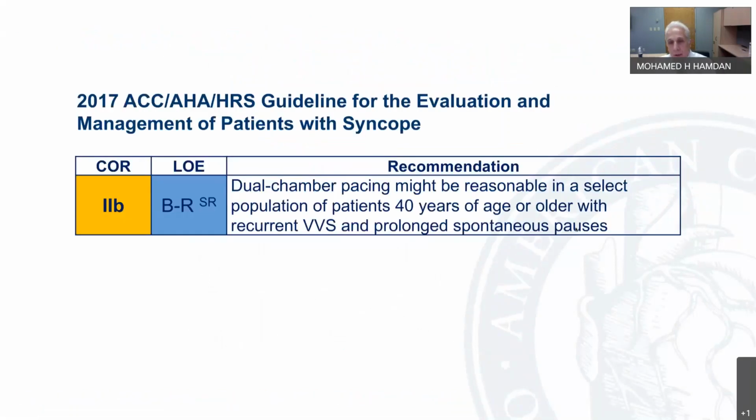So based on the ISSUE 3 trial, the syncope guidelines, again published in 2017, listed a class 2B indication to have a dual chamber pacemaker in patients with vasovagal syncope. But you have to remember, this is a selected group of patients who are above the age of 40 with demonstration of spontaneous prolonged asystole. And the numbers to remember are 3 seconds with syncope or 6 seconds without syncope.